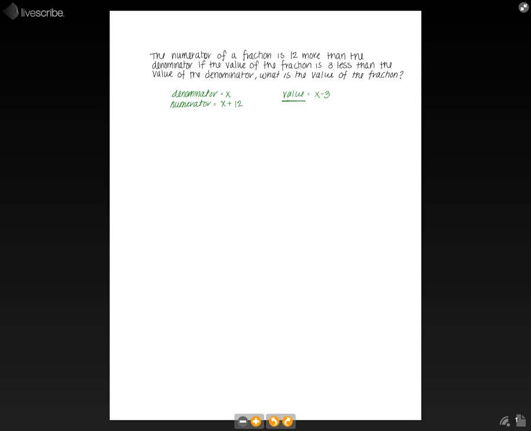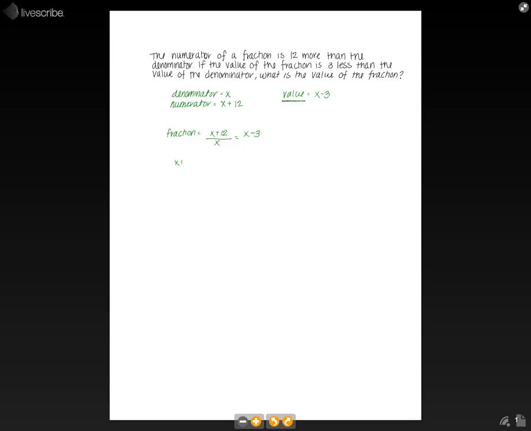Alright, so let's go ahead and write out our equation now. So our fraction in algebraic form is x plus 12 over x is equal to x minus 3. Right? Because x minus 3 is the value of the fraction. And we know x plus 12 is the numerator and x is the denominator. Alright, so our goal here is to solve for x, and then we can get the value from that. So the first thing we want to do is get rid of that fraction. So we're going to multiply both sides by x.